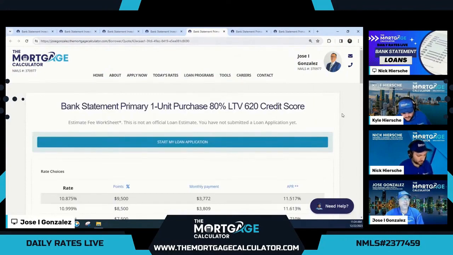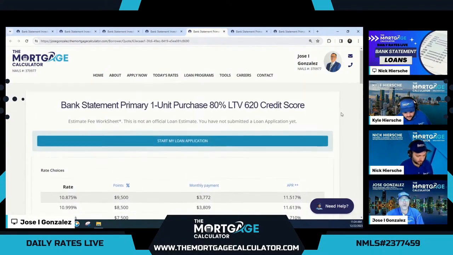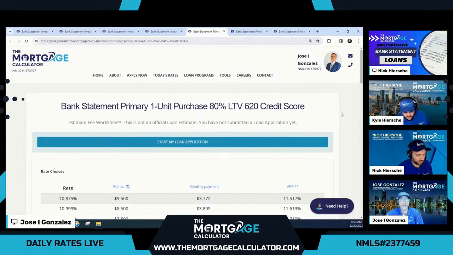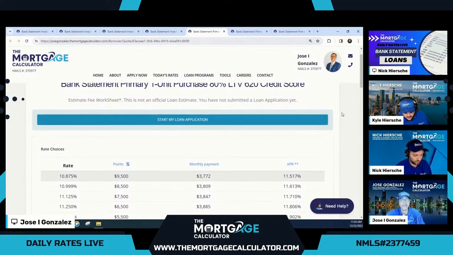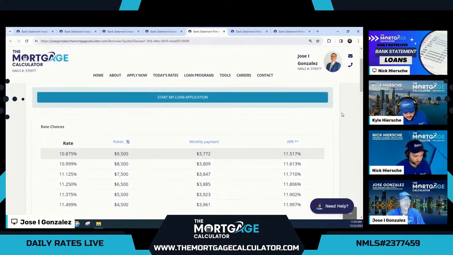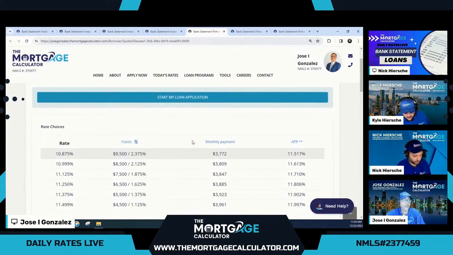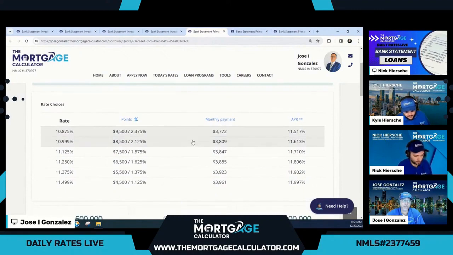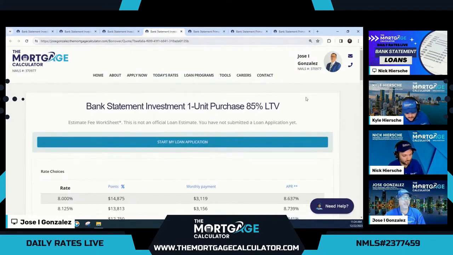So now I'm showing you a low credit score option. We can do 80%, and we can actually do 80% down to 620. I'll show you that one in a second. But this one, 620 score, pretty good options, right? Considering it's a 620, going to 80%, 11.499 lowest cost option, 10.75 lowest rate option with a 620.